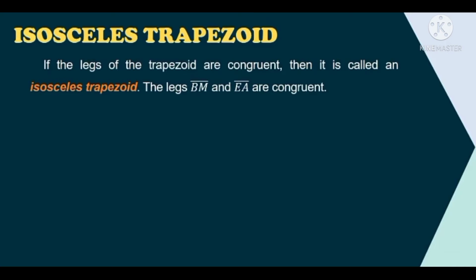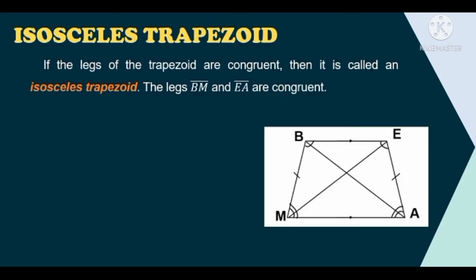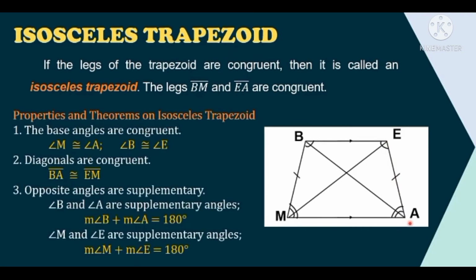Now, let us discuss isosceles trapezoid. If the legs of the trapezoid are congruent, then it is called an isosceles trapezoid. In this example, the legs BM and EA are congruent. Therefore, it is called an isosceles trapezoid. The following are the properties and theorems of isosceles trapezoid.